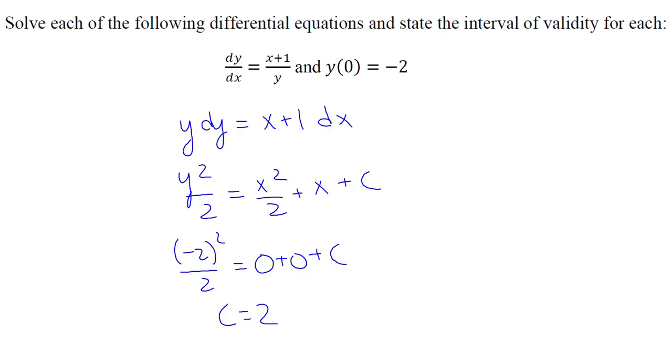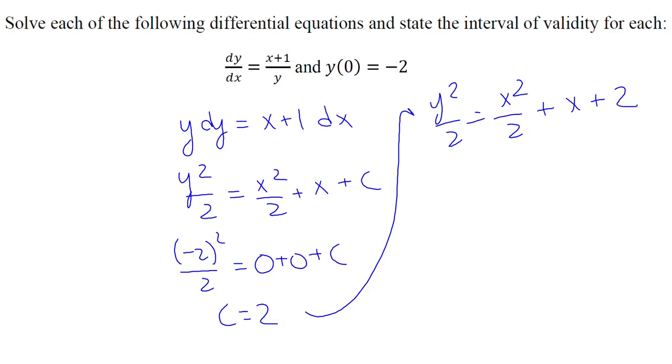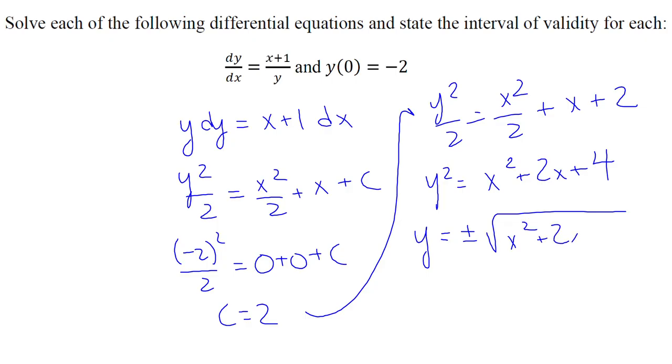So we've got the function now, y squared over 2 equals x squared over 2 plus x plus 2. We'll multiply by 2, giving us y squared equals x squared plus 2x plus 4. And when we square root, we get a positive or a negative square root of x squared plus 2x plus 4. But we know that when I plug in 0, we need to get negative 2, which means I'm not going to choose the positive square root in this case. I'm going to choose the negative square root so that it satisfies my initial condition.